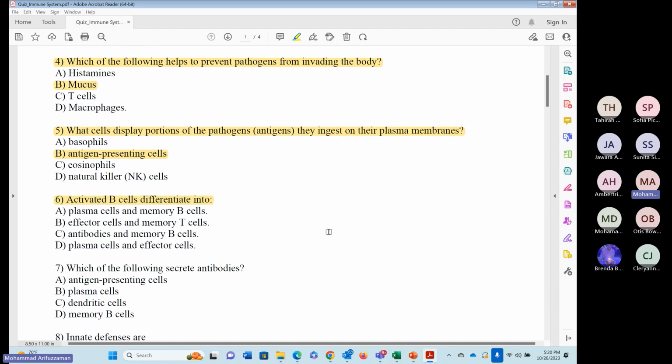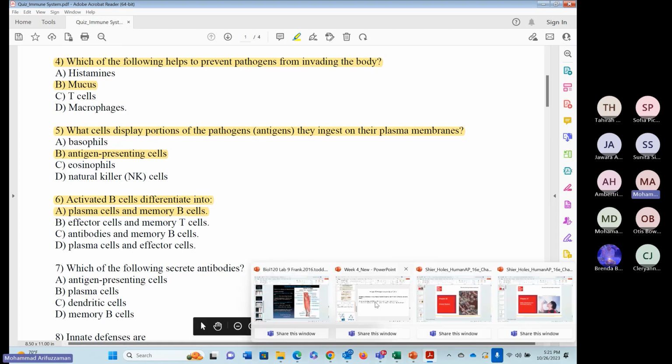When the B lymphocyte is activated, it differentiates into plasma cells, option A. The B lymphocytes differentiate into plasma cells, and these plasma cells produce antibody, and the memory B cells provide future immunity.